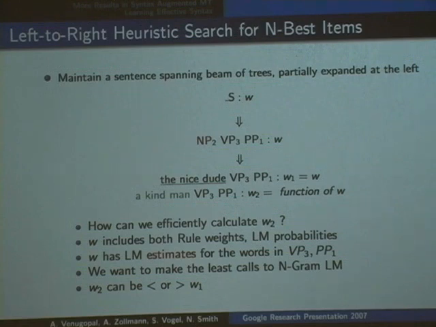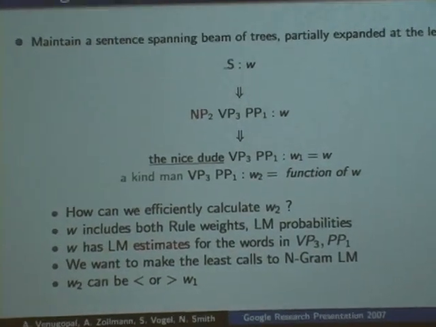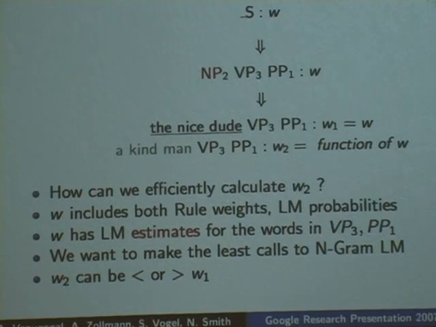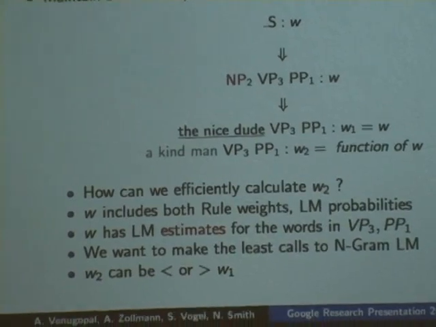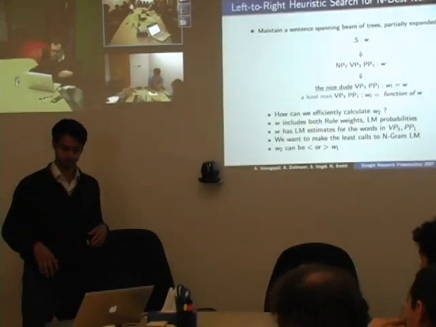And so the question is, how can we efficiently calculate W2 when W includes both the rule weights and language model probabilities? And W also includes language model estimates that have been made during this first pass. We want to do this by making the least calls to the Ngram language model. Now, one critical point here is W2, let's say we're dealing in cost space, W2 could actually be a lower cost hypothesis than W1. So now what we're doing is, this is the whole goal. We know we've made errors in the first pass. Now we want to come back and correct them.